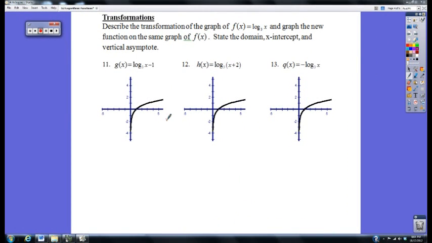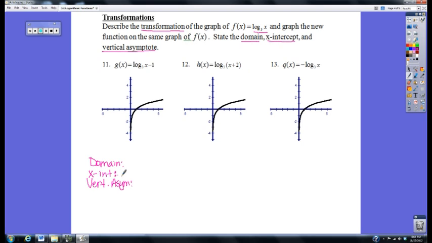In our next couple of examples, we're getting ready to look at some more graphs. Okay, let's try a few graphs and see what happens here. We're going to describe some transformations of the graph log base 3 of x, and we're going to graph the new function on the same graph of f of x. We're going to state the domain, the x-intercept, and the vertical asymptote. So we're going to state several things. Underneath each graph, let's go ahead and write domain, vertical asymptote, and x-intercept. Squish that in here.